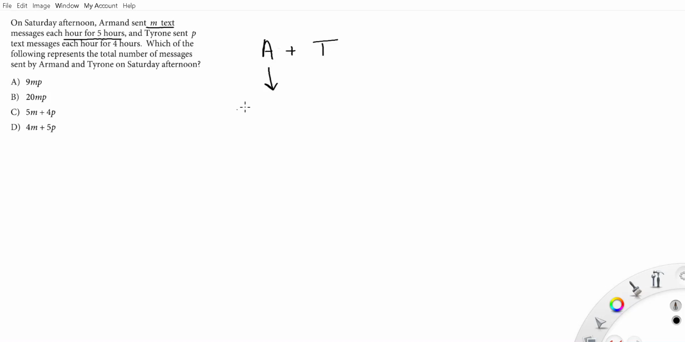So they didn't give me an exact number of text messages, but they gave me a rate. So that means that he sent M text messages for 5 hours. This is the rate at which Armand is sending text messages. Tyrone sent P text messages each hour for 4 hours. And again, they're not telling me an exact amount, they're just telling me the rate at which he's sending text messages. So that's represented by P text messages each hour for 4 hours.